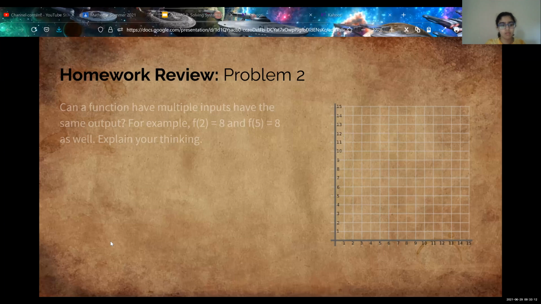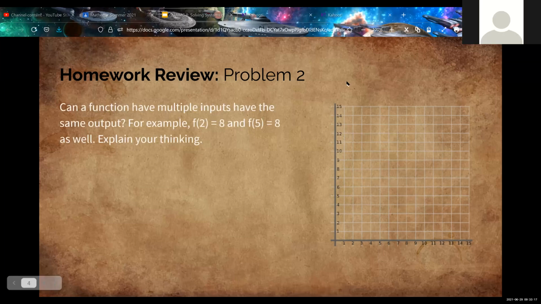Okay, so for the second problem, we have: can a function have multiple inputs have the same output? For example, if f(2) is equal to 8 and f(5) is equal to 8 as well. Explain your thinking. The grammar and structure of that slide might be a little weird. Basically, it's asking if a function can have multiple different inputs and still have the same output.